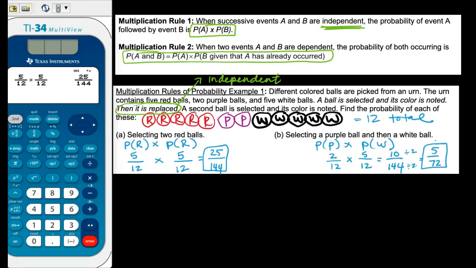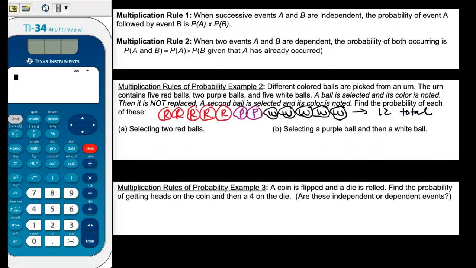Okay, so let's look at example 2. In this example, it looks almost identical to the last example, but when we pick our first ball, we are not going to replace it. And then we're going to pick a second ball. Because we're not replacing it, these events are dependent. So we have to remember that we're looking at multiplication rule 2 now, which just means that we have to be extra careful when we find the probability of that second event. So for this first one, selecting 2 red balls, I'm just going to write the probability of red times the probability of red, given that we've already picked a red.